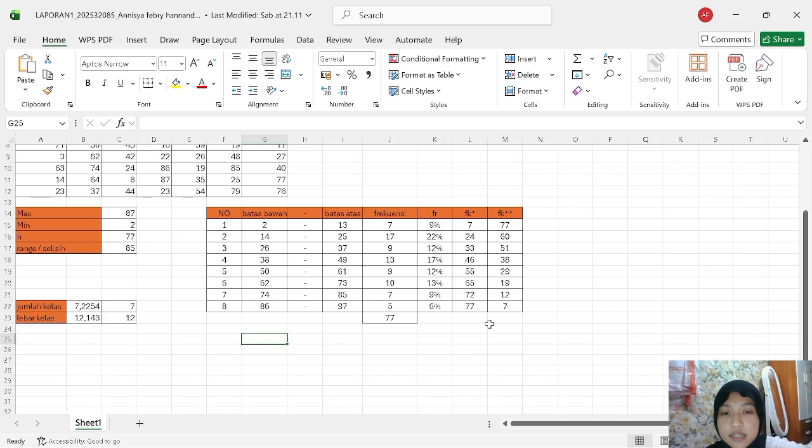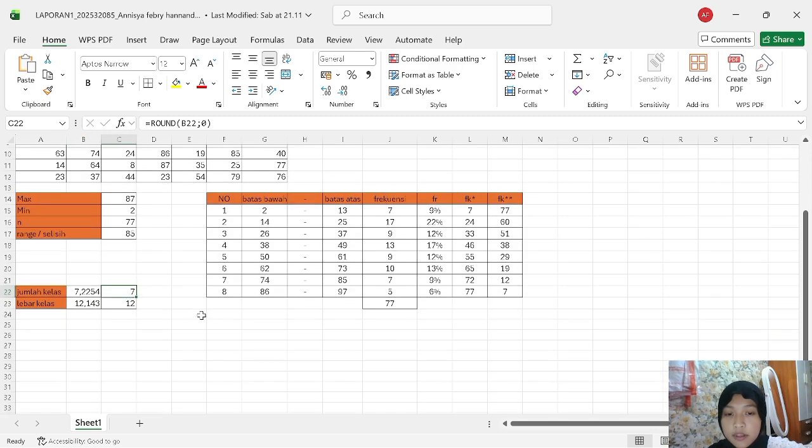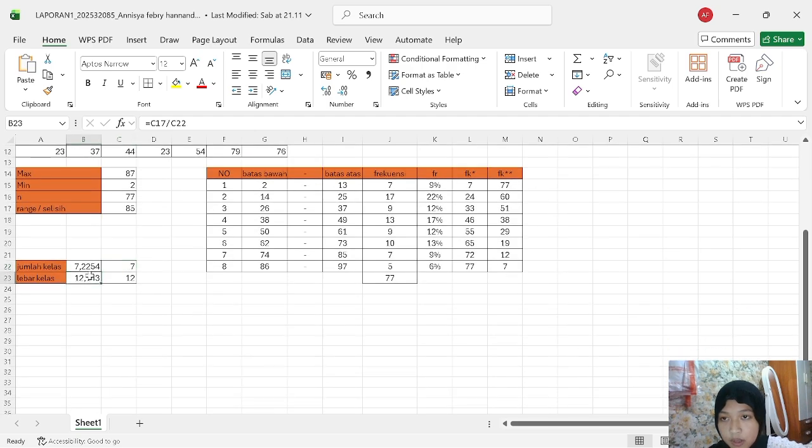Okay, the next step was calculating the range, which is the difference between the maximum and minimum values, to understand the data distribution. After that, I determined the number of classes using Sturgeon's formula so that the data could be grouped properly. Then I calculated the class width by dividing the range by the number of classes and rounded the result using the round up formula.